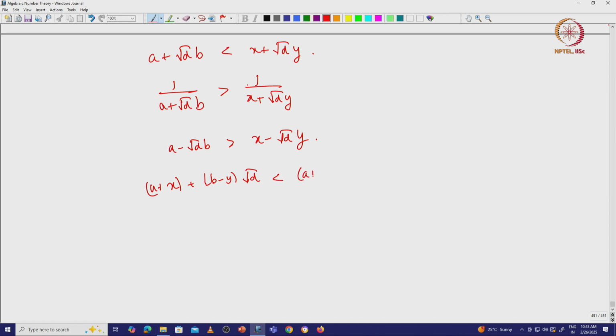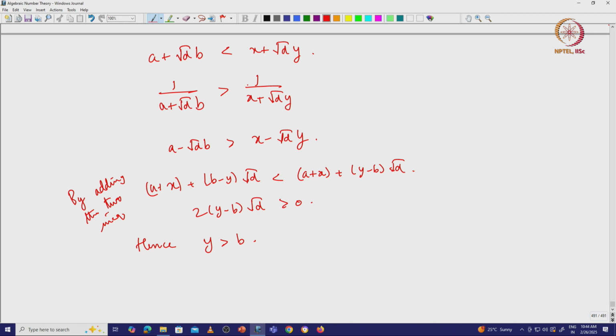is less than a plus x plus y minus b square root of d, and you rearrange this a little bit, you get 2 times y minus b square root of d is bigger than 0, which means that y is bigger than b. This is by adding the two inequalities, and by subtracting the two inequalities you would get the other way.